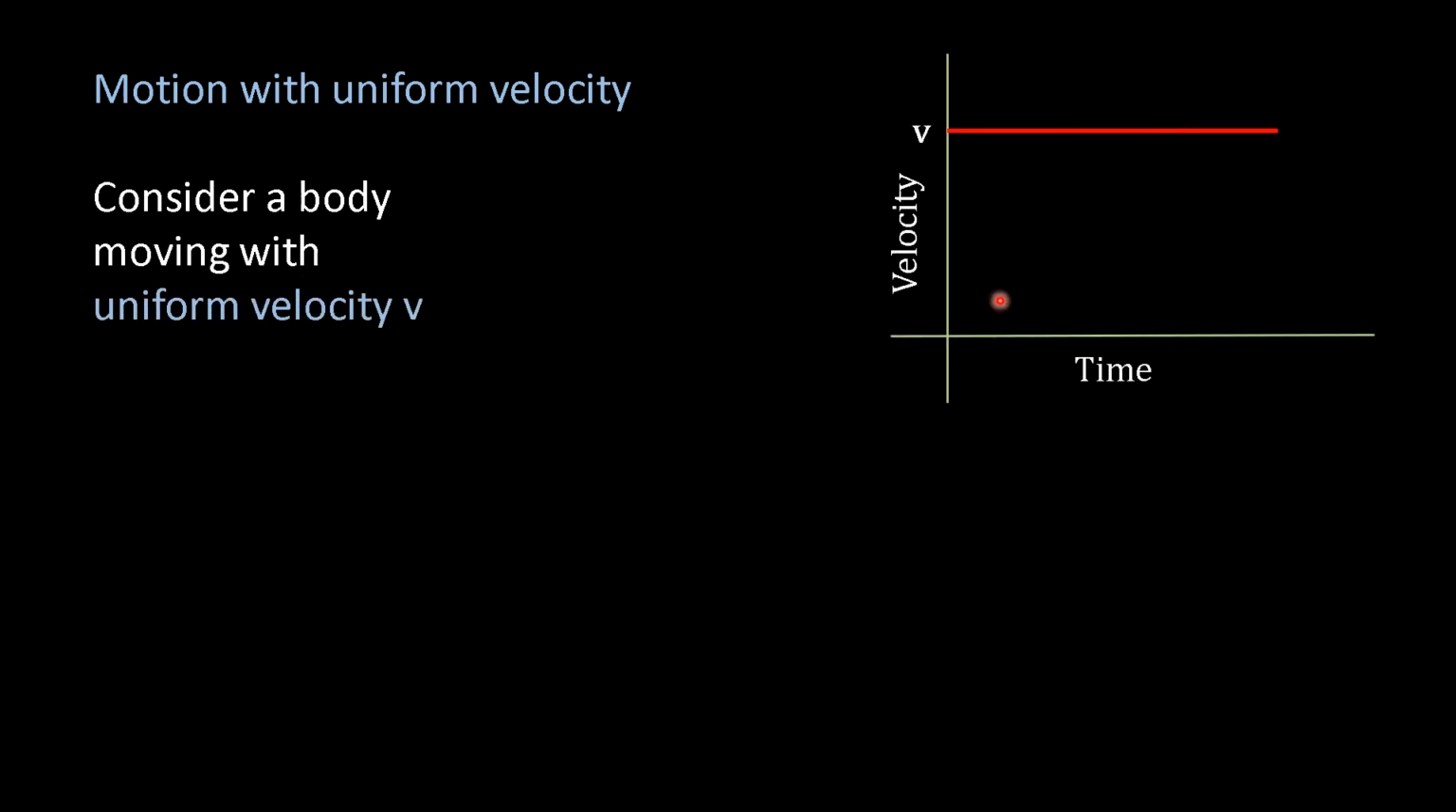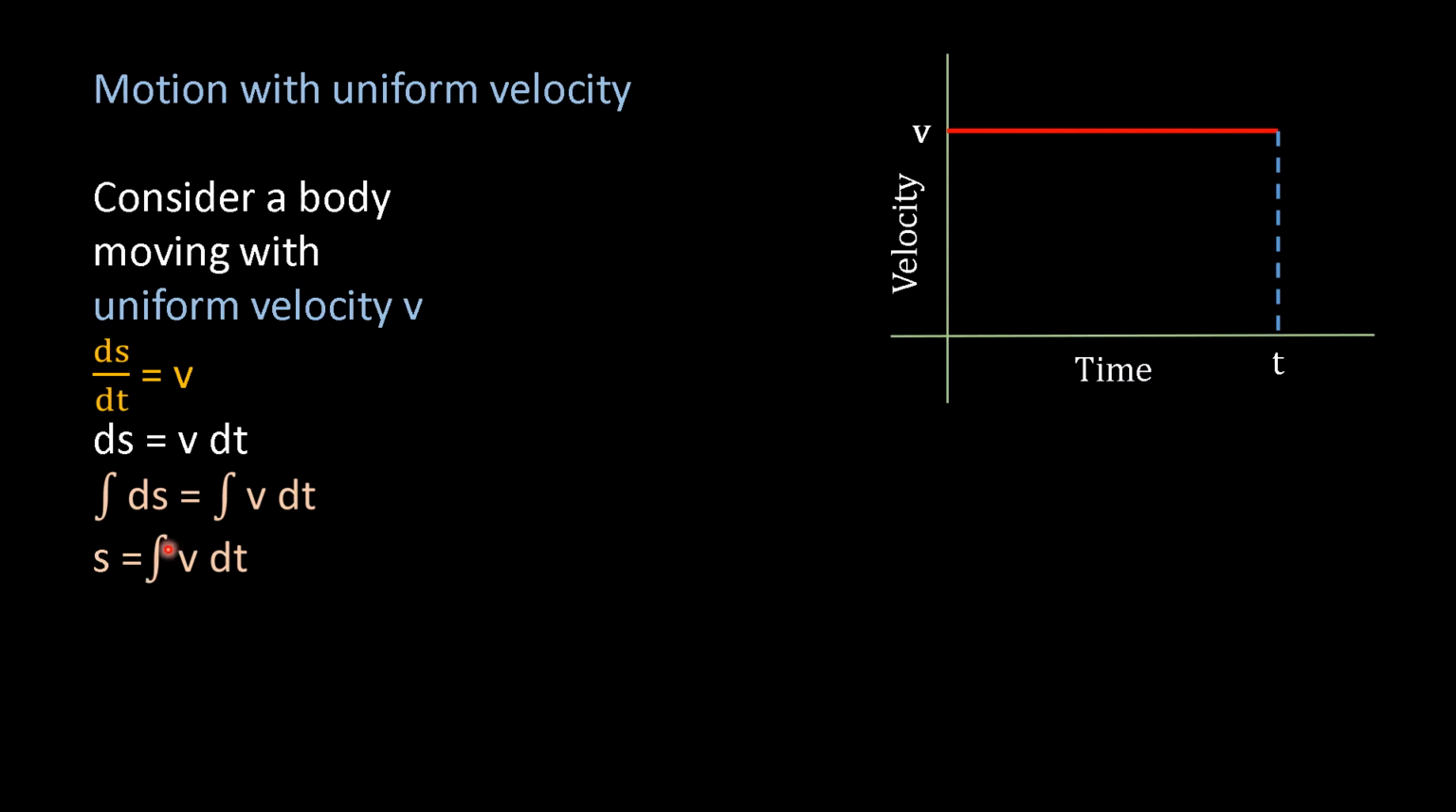What happens when a body is moving with uniform velocity? Consider a body moving with uniform velocity v. This is uniform velocity curve. We know ds by dt equals v, velocity. That gives us ds equals v dt. Integrating we get integral ds equals integral v dt. Integral ds is s, which equals integral v dt. Since v is constant, integral v dt is vt.